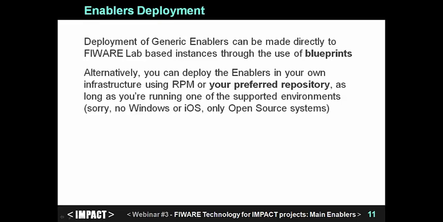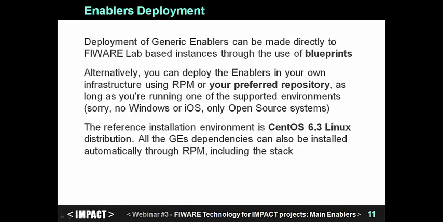Second option is you can deploy the enablers in your own infrastructure. For this, you can use RPM or any repository available in your operating system. Of course, as long as you're running one of the supported environments, all based on Linux. As you guess, FIWARE is an open source project, and so no Windows, no iOS, just Linux. And in fact, the reference installation environment is a CentOS 6.3 Linux distribution.